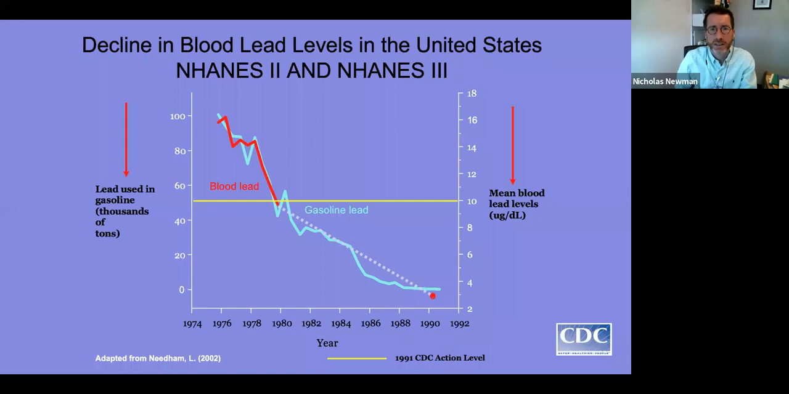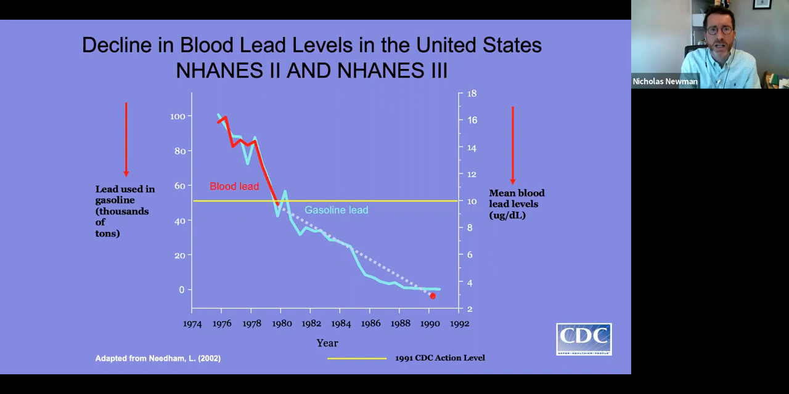Next slide. So the main way that we got all these lead levels so high in the first place was lead in gasoline. And so the lead in gasoline got spread all over the place. And you can see here, this was looking at NHANES 2 and 3. NHANES is the National Health and Nutrition Examination Survey that CDC now is doing on a continuous basis, but initially they were doing it on a sporadic basis.